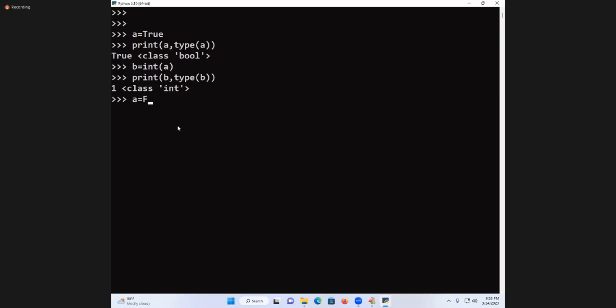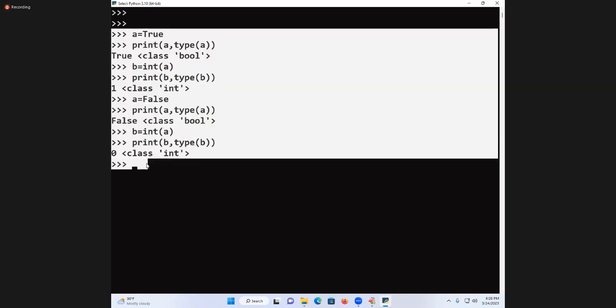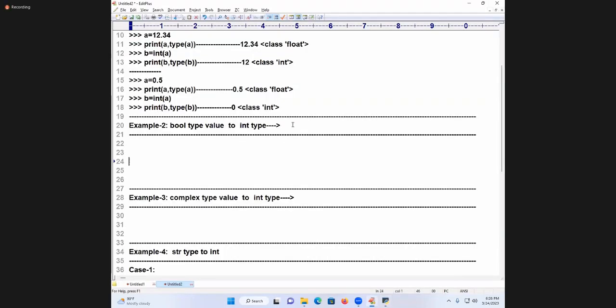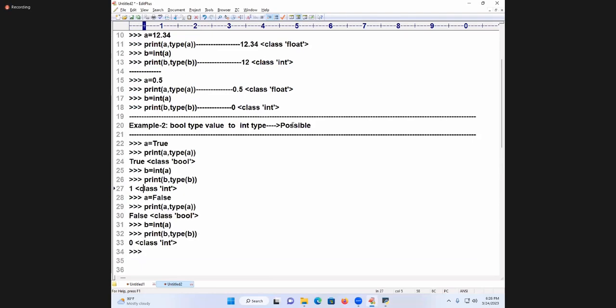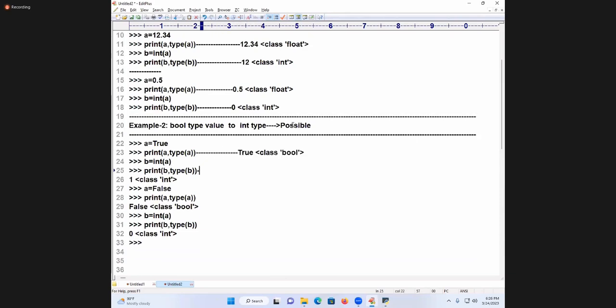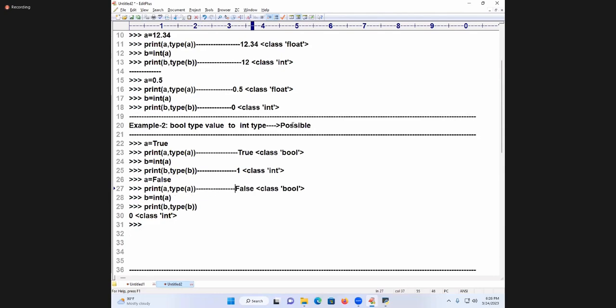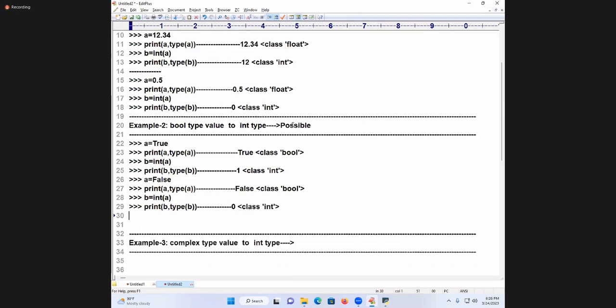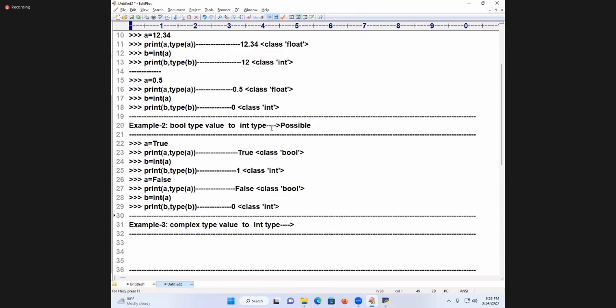Next, let's see the code. A is equal to False. Print of A. Convert it into int, and what is the value of B? 0. Getting it or not? Yes. So like that, if you understand carefully, it is possible. Now I am going to give you this data. Are you following? Possible or not possible?